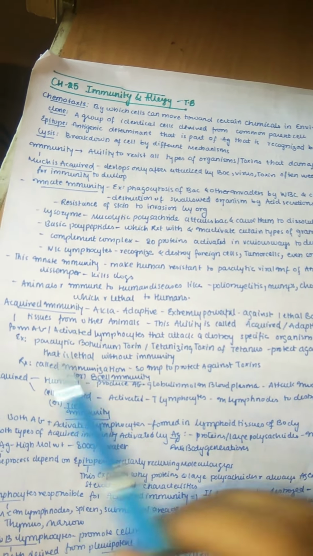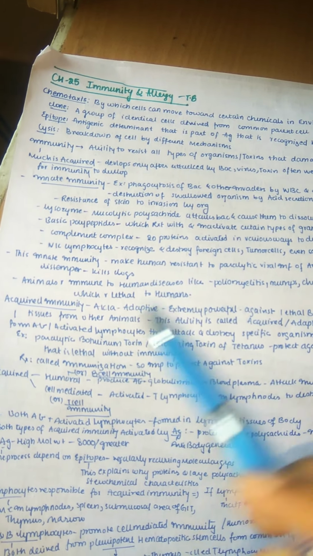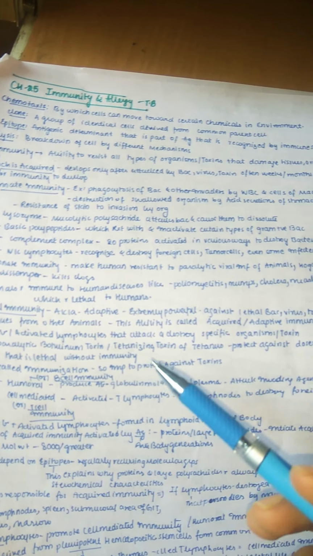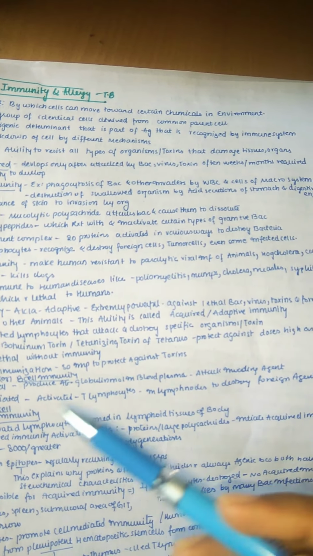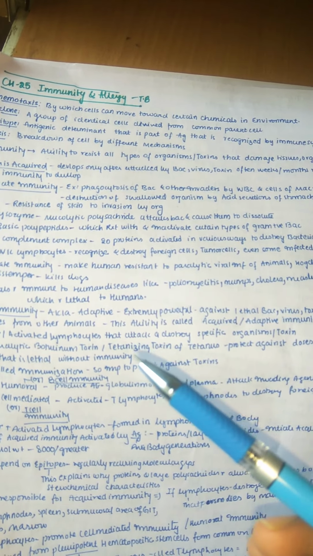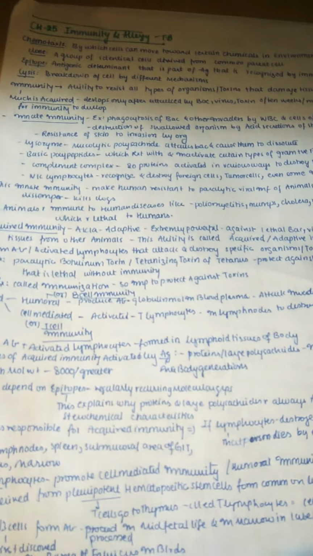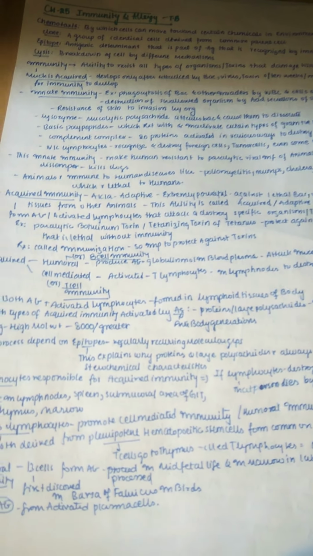So animals are sometimes immune to some human diseases. In the case of poliomyelitis, it can't affect animals. Mumps, cholera, measles, and syphilis, which are lethal to humans, are resisted by animals. So these are the differences between animals and humans in resisting some lethal diseases of humans.